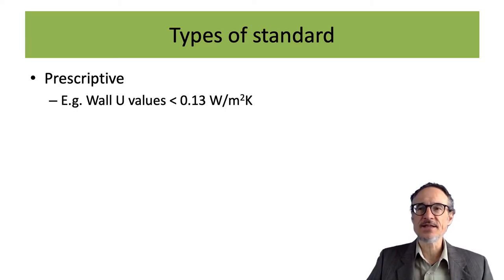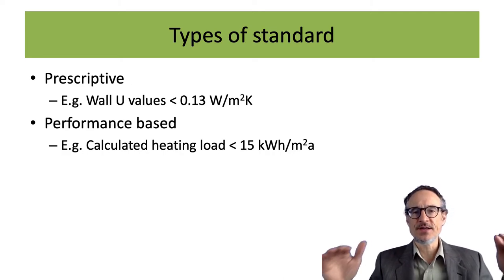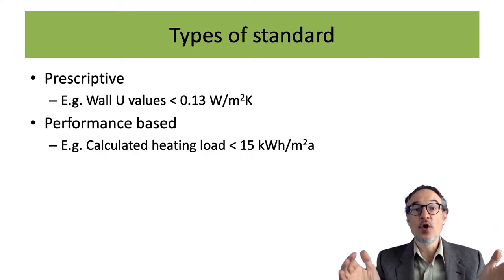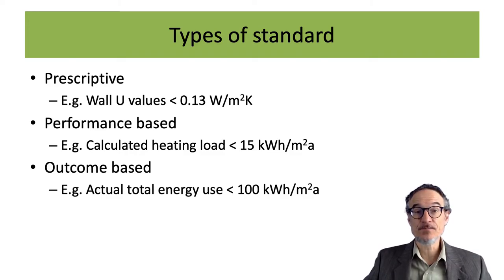Another kind of standard is what's called performance-based. So for example, you need to calculate the whole performance, how much energy your building will use, and then the heating load must be less than 15 kilowatt hours per square meter per year, for example. That's a performance-based standard. Another kind of standard would be outcome-based. So let's measure how much energy your building uses, and it must use less than 100 kilowatt hours per year per square meter of floor space.